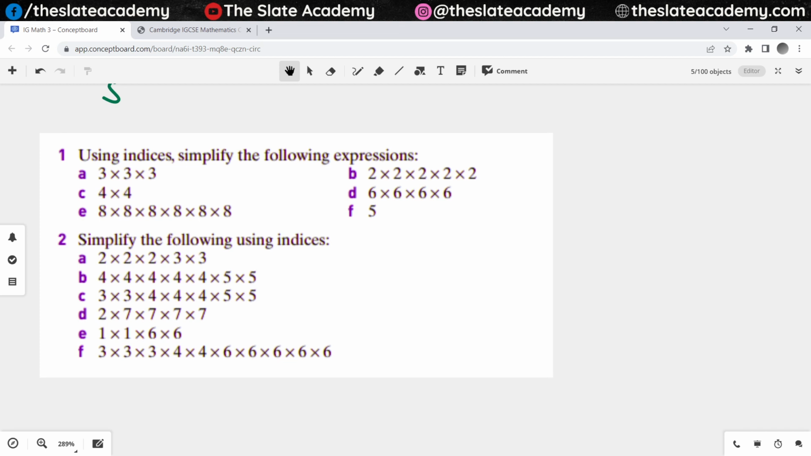So I can write this as 3 to the power 3. Okay. Similarly, for 2, 2, 2, 2, 2. So there are 5 2's which are multiplying with themselves. So it would be 2 to the power 5. Understood?